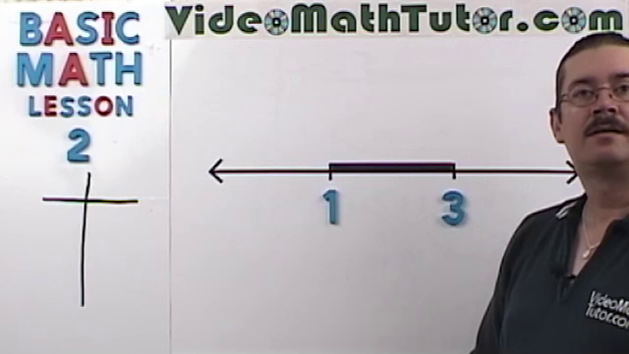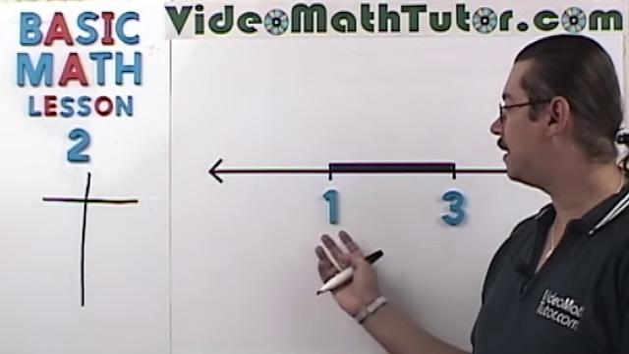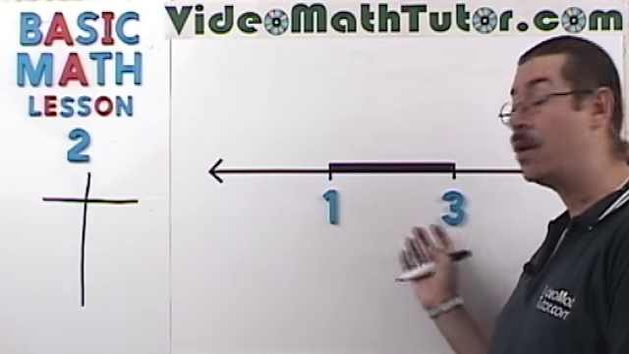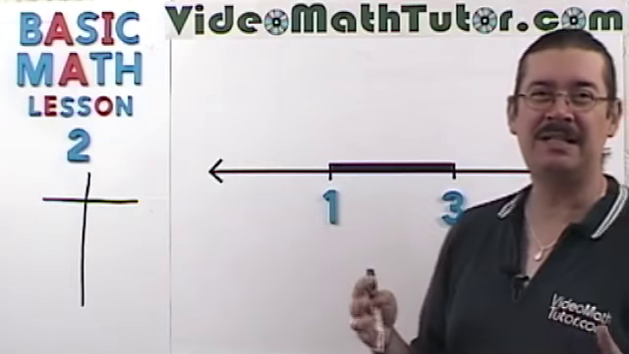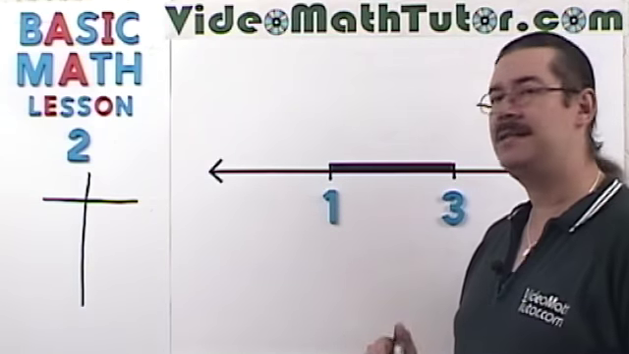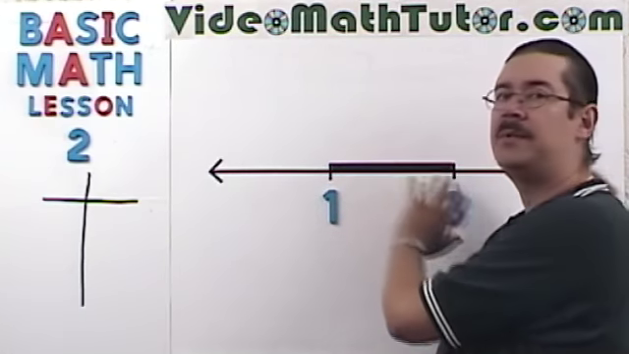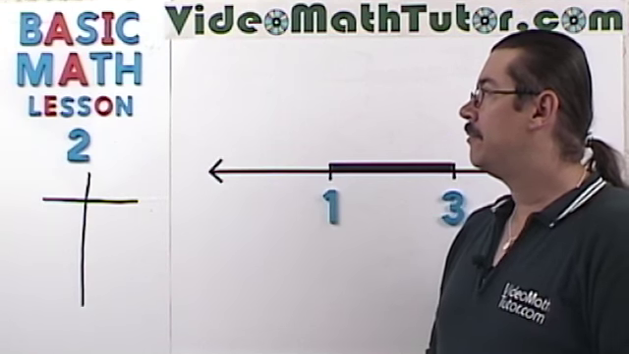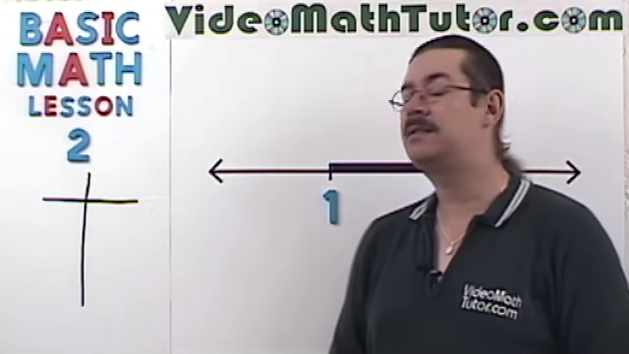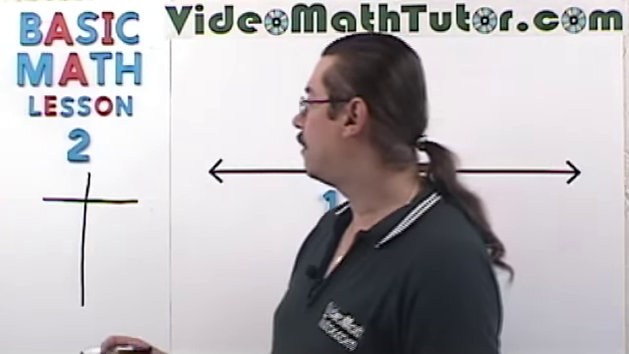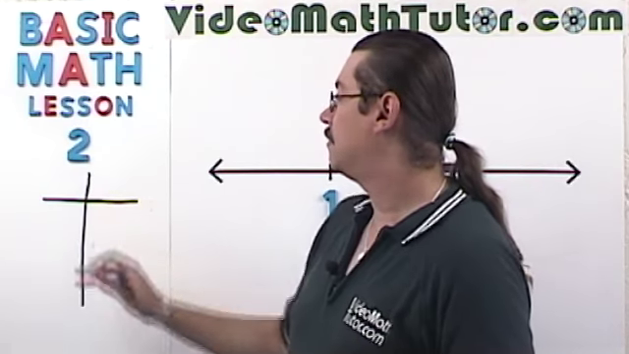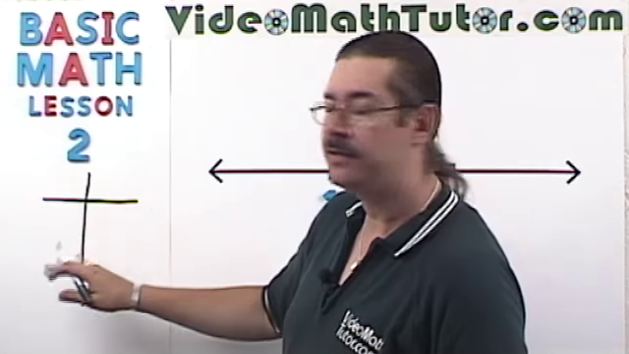Okay? Now, what happens exactly at 1 and 3? Are we including these values? Are we not including it? See, it's a little vague as it stands, even though we know this thicker part means everything between there. Well, I want you to memorize this. It's a little table. I have a more detailed version of this on the notes, but just in a nutshell, this is what we need to do.